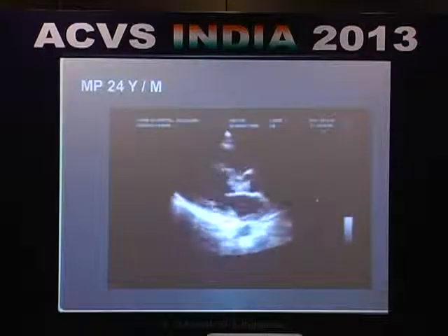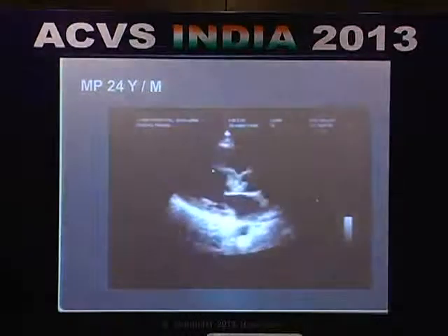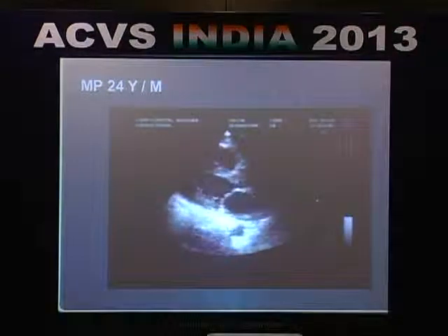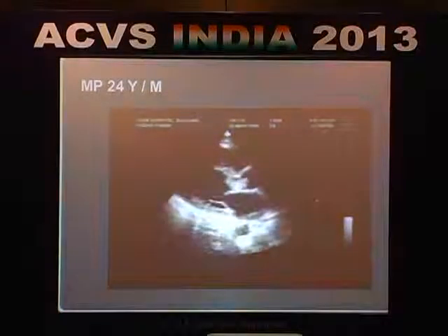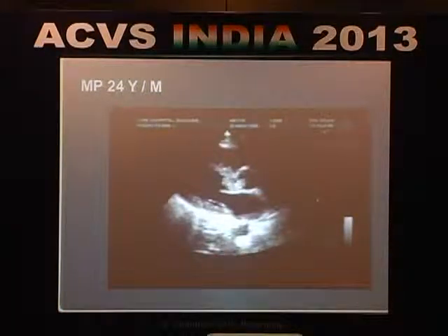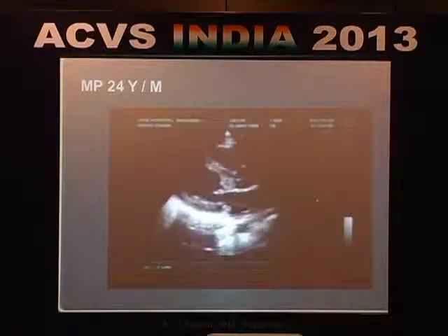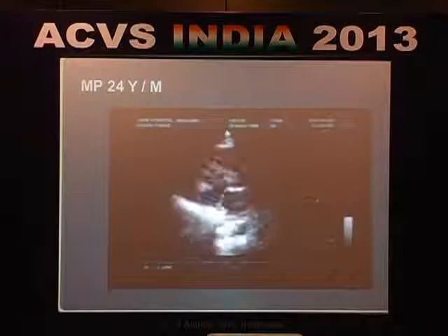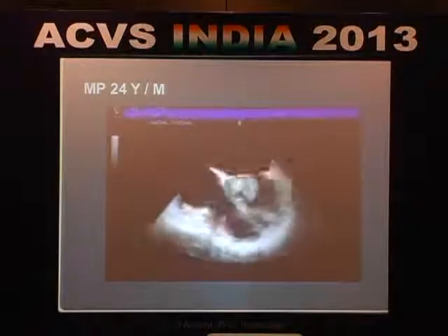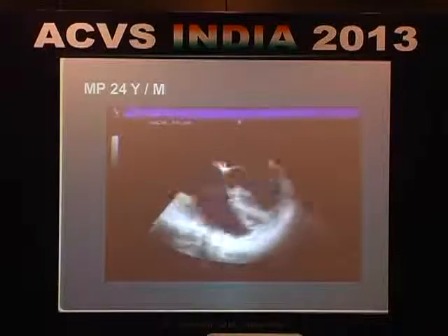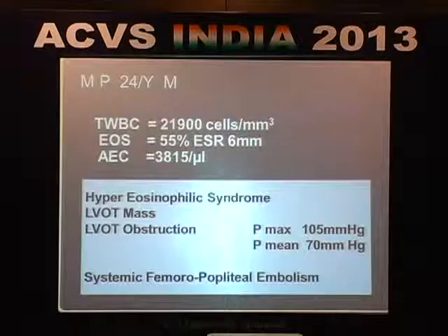I want you to look at the echocardiogram. This is the mass, which they thought was myxoma. But it wasn't. It is a mass all right, but it is not myxoma. I will tell you what it is. This is in the left ventricular outflow, just below the aortic valve. And this was the cause of his syncopes. This is a transesophageal echo, which is showing the mass better than the transthoracic echo.